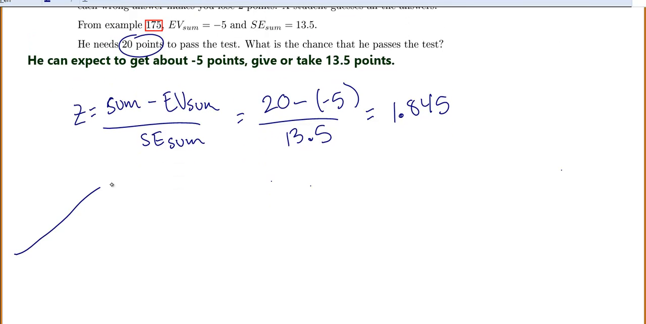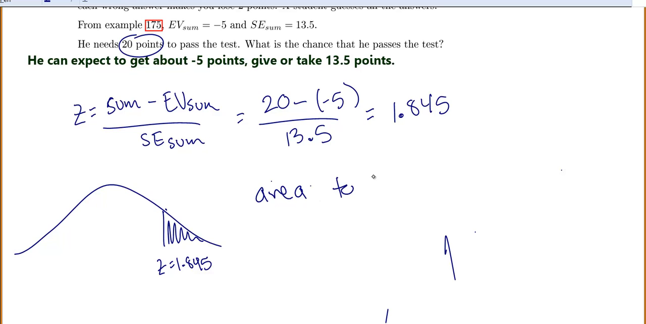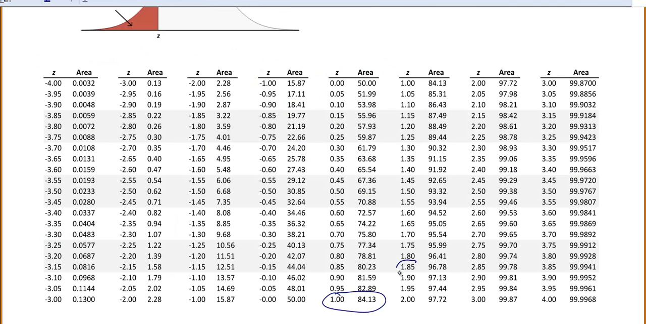And then we need to draw a nice little picture. So here's my z equals 1.845. We're looking for the area to the right of that. And I'm doing it to the right because he needs 20 or more points, to the right of z equals 1.845. We come to our normal table, we look for 1.845, the closest is this 1.85, and the area to the left is 96.78.